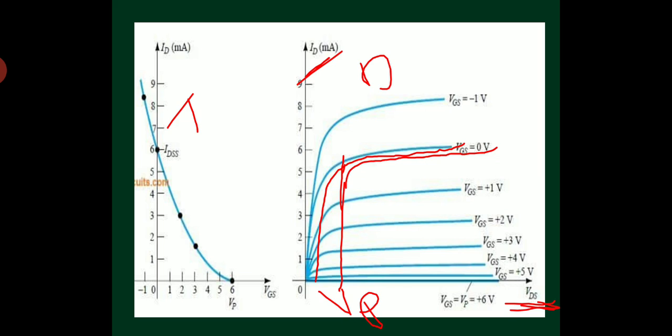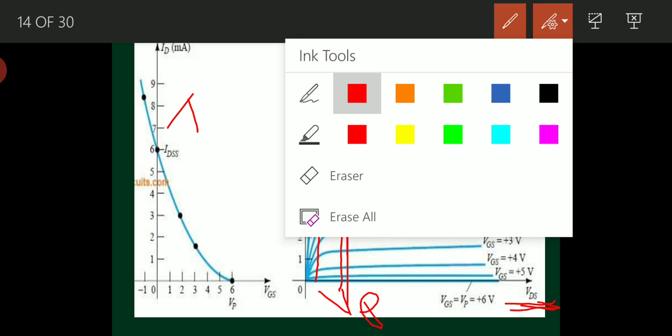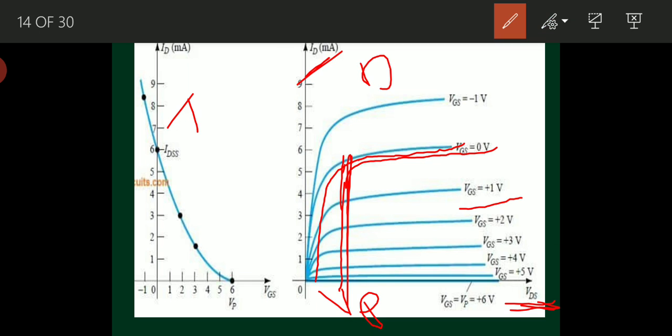That is shown here in this graph. When VGS equal to plus 1 volt, some positive voltage, previously this was the pinch off voltage VP, and now this is the pinch off voltage. Why? Because at VDS equal to 2 volts only, I am getting constant current. Current is getting constant here. This is the graph for VGS equal to plus 1 volt.